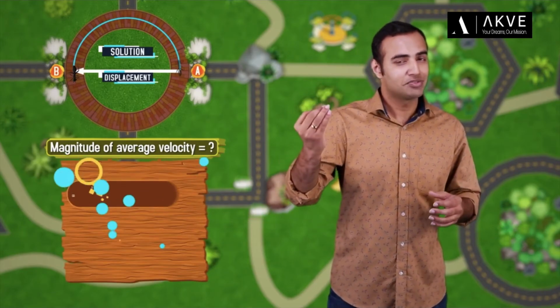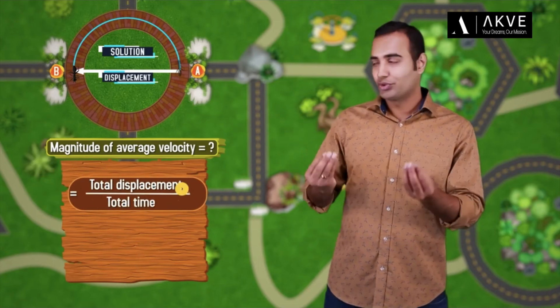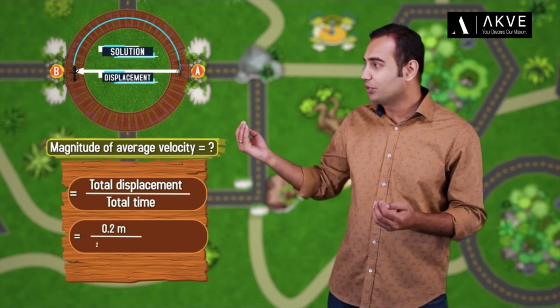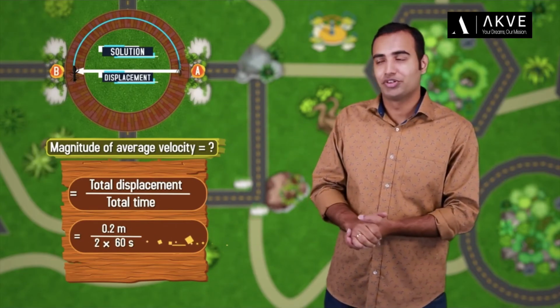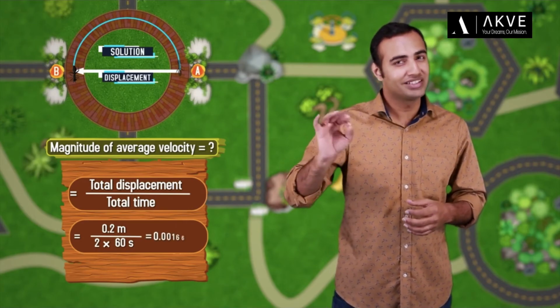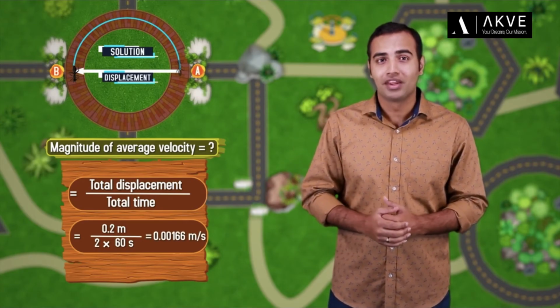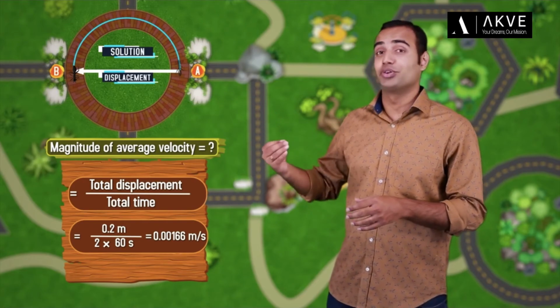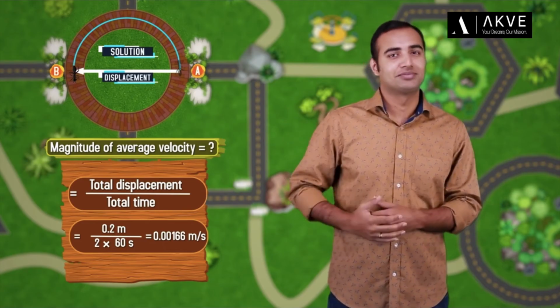Now once we know the value of displacement, is it hard to find the magnitude of average velocity? Well, not at all, because the formula for average velocity is total displacement upon total time. The value of total displacement here is 0.2 meters and the value of total time is 2 times 60 seconds. Now once we calculate this expression, the result comes out to be 0.00166 meters per second. So the magnitude of average velocity of the ant is 0.00166 meters per second.